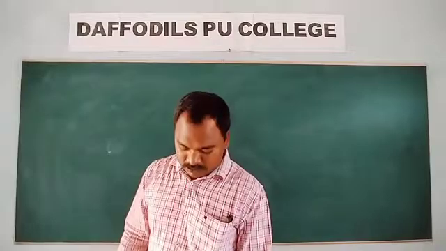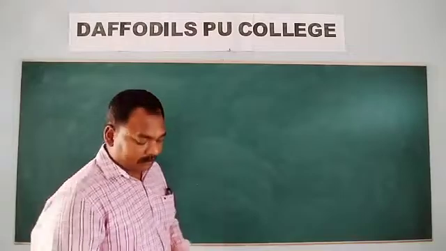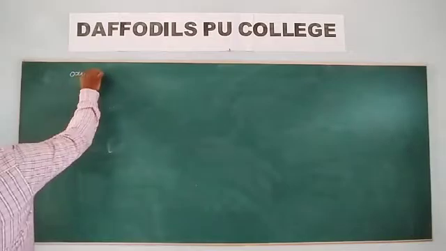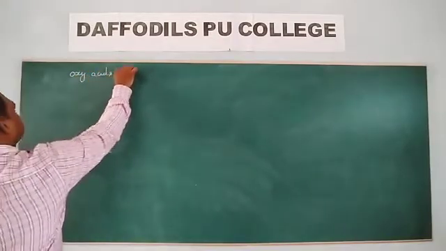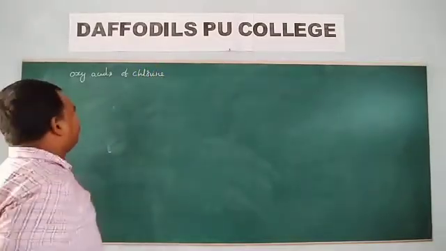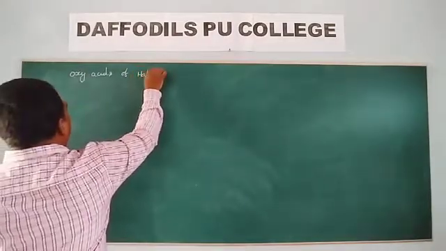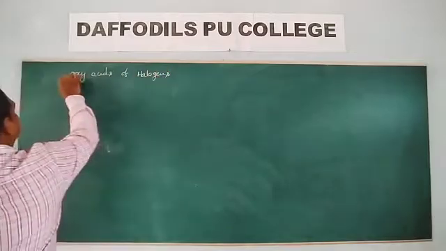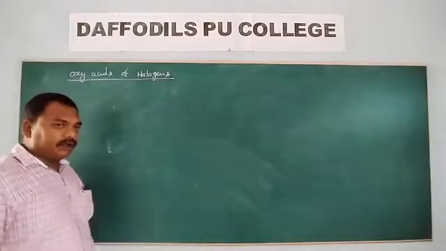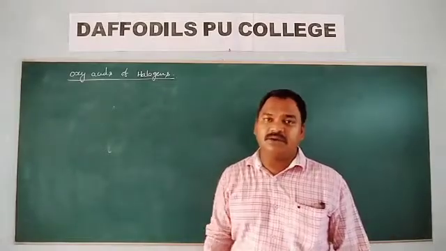Now we will discuss the oxyacids of chlorine. Oxyacids of chlorine or halogens. First we will write down this as halogens. Oxyacids of halogens. So when oxides dissolve in water, we will get the oxyacids.